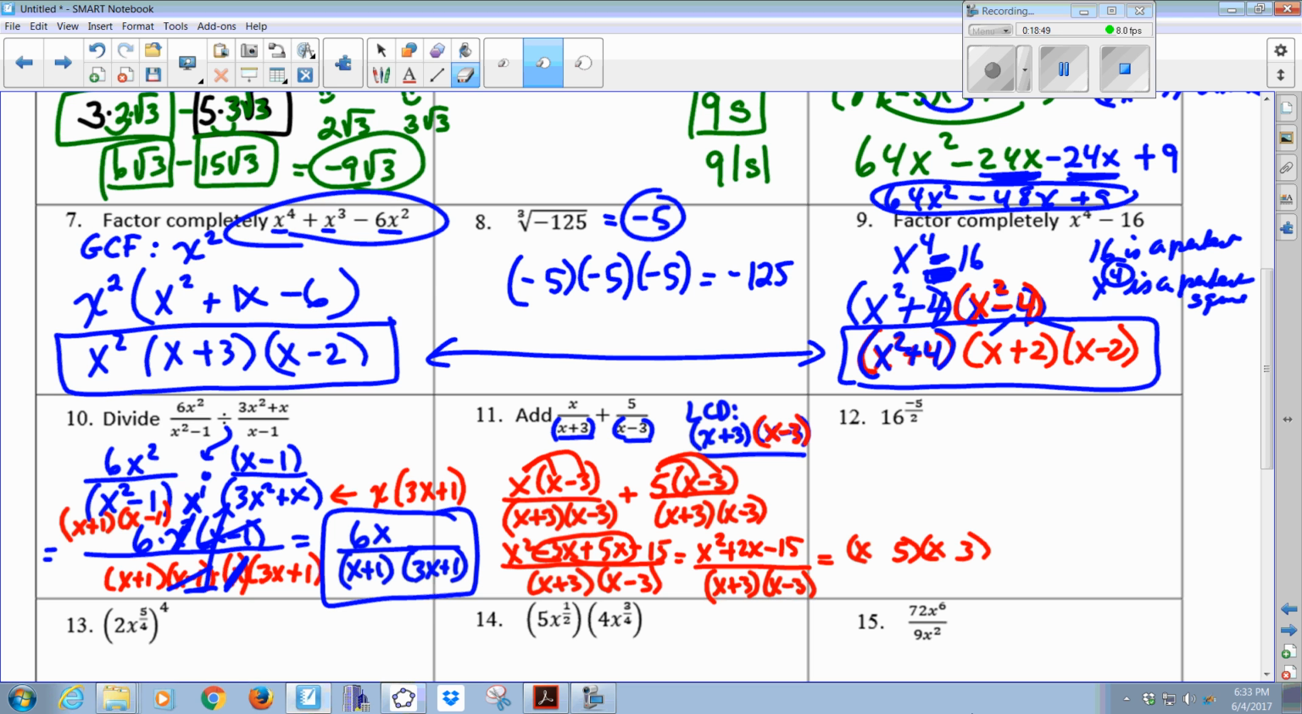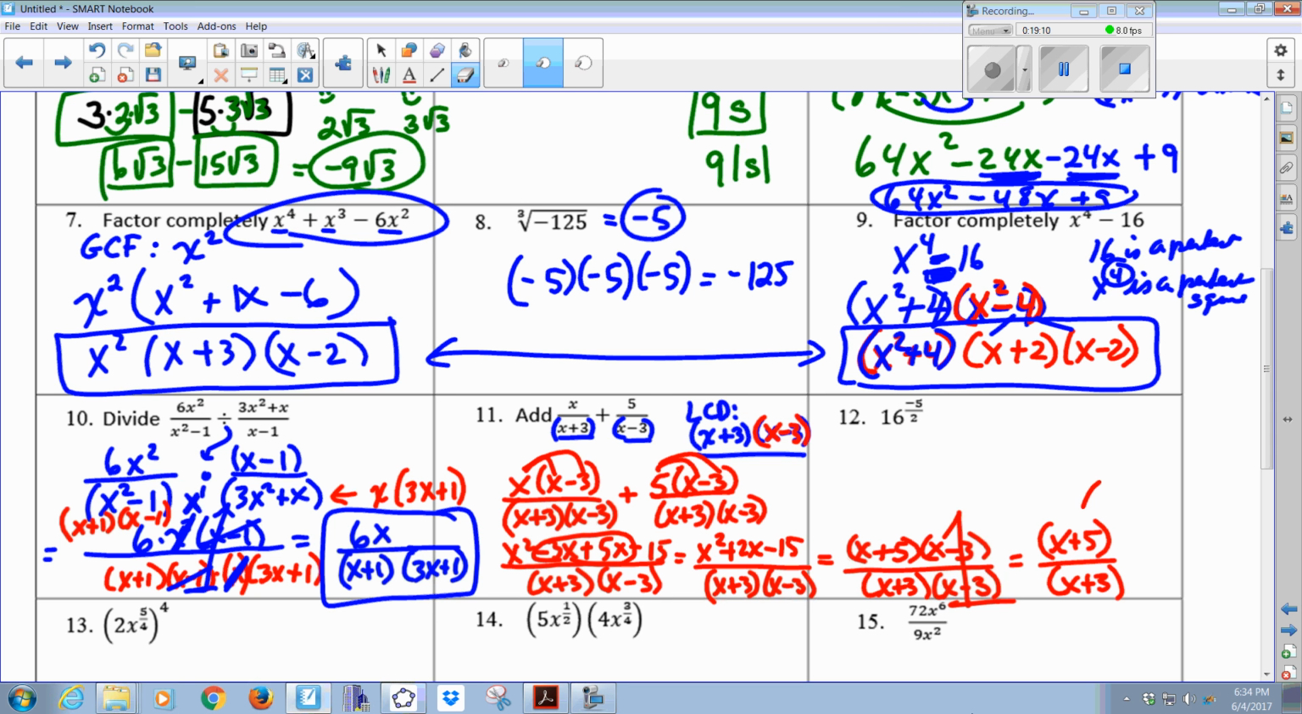And since I ended up with a plus 2x, I'm going to have the plus in front of my 5 and the minus in front of my 3. And now I put my denominator in, my lowest common denominator, and there's my reduction right there. There's my common factor of 1. So we have x plus 5 over x plus 3.